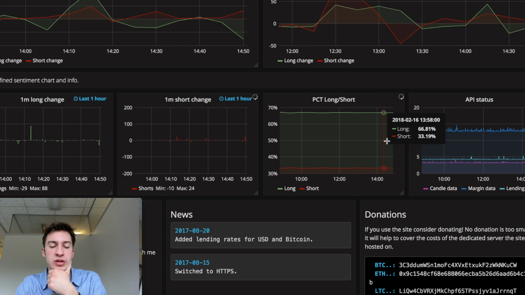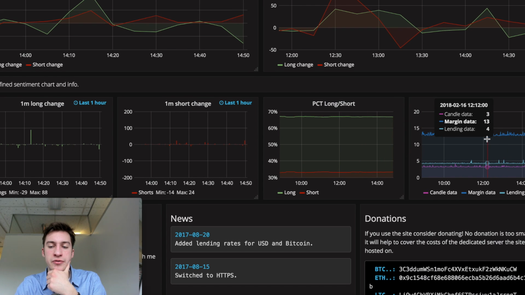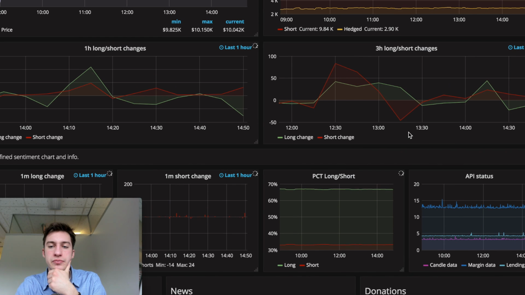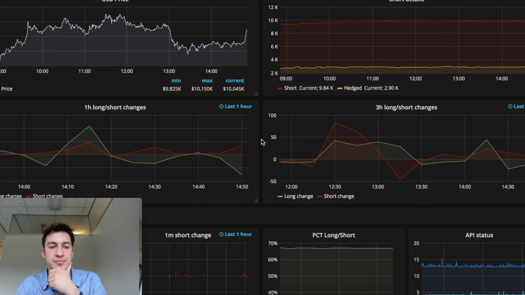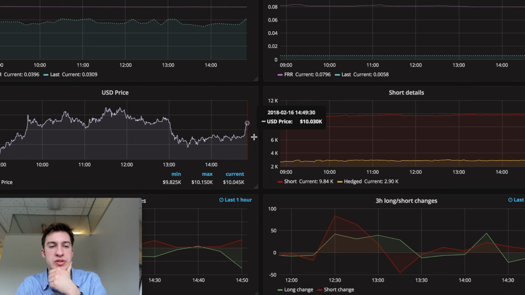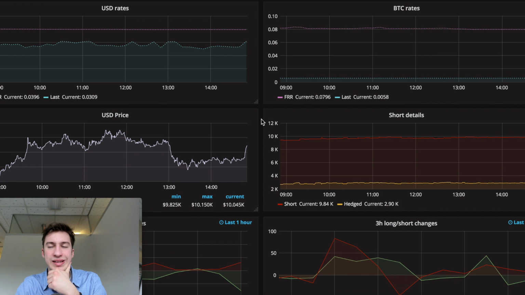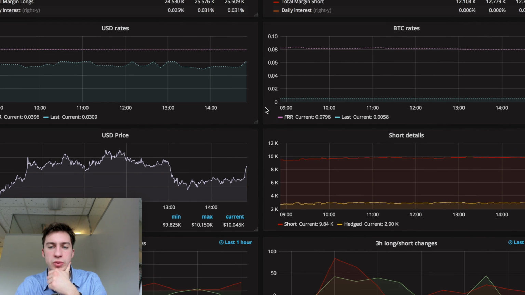Here we have percentage long and short, exactly what it sounds like. API status of margin and lending data. You can basically just use spikes in margin and lending data to identify potential reversal areas. If you see a large spike in, let's say, lending, that could be a market bottom, because a lot of retail traders like to go short at market bottoms, as many of you probably know. And here we just have the USD price on a mountain, or also I think this is known as a line chart, either line or mountain chart. I don't know which one that would be.